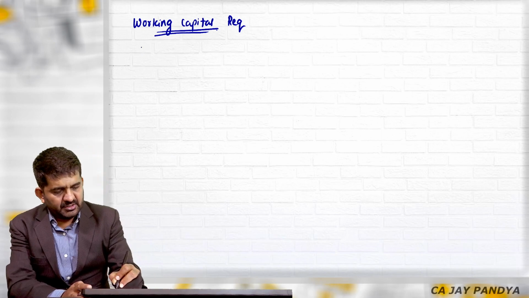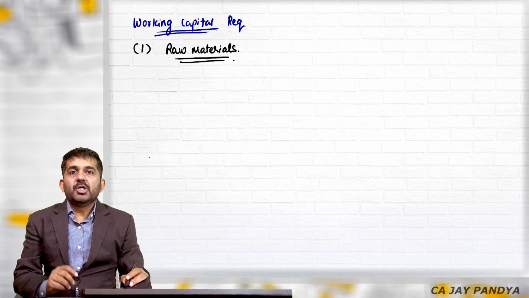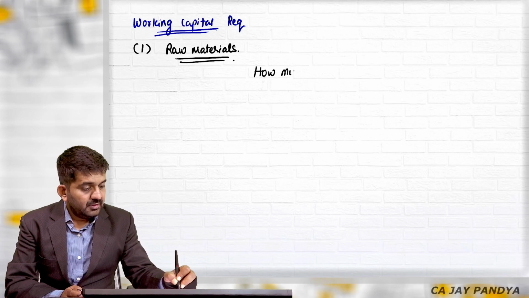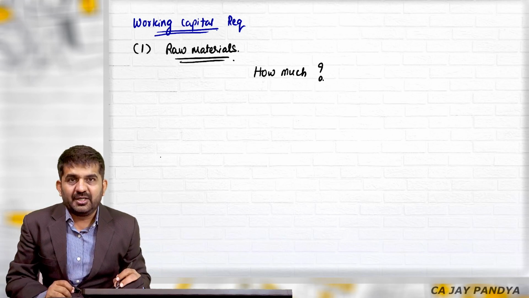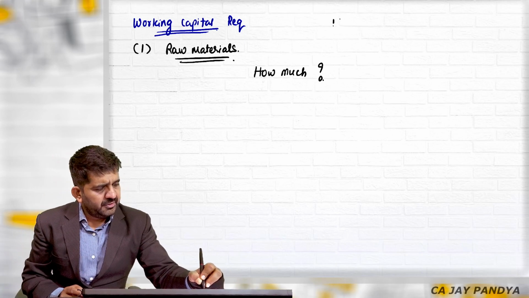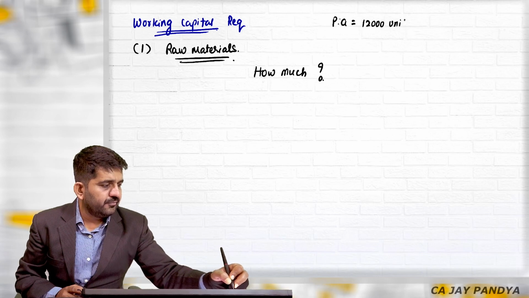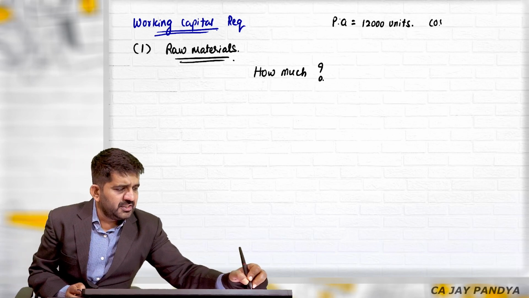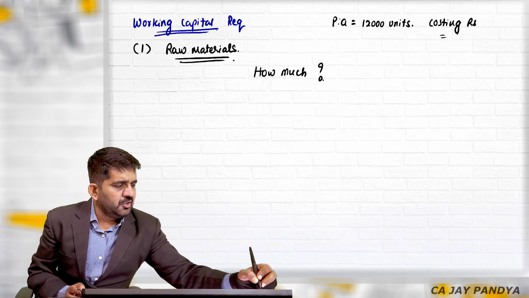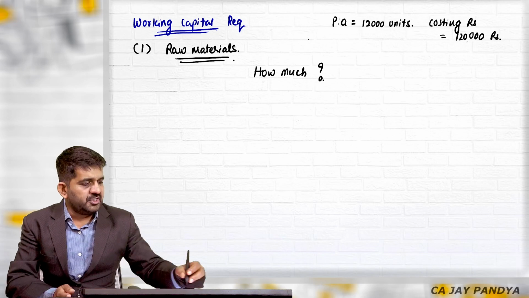Try to understand first, it is nothing but raw materials. So the question arises: how much is the working capital requirement for purchasing raw material? Say, let me tell you, in a year I purchase 12,000 units of raw material for this pen, costing 1,20,000 rupees. So per unit, my raw material cost is 10 rupees.